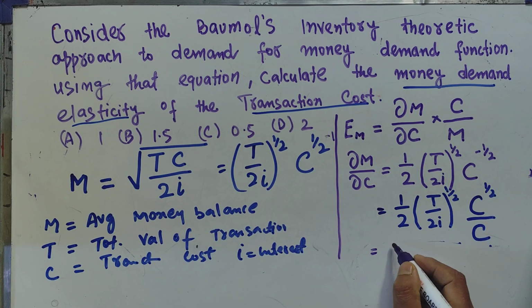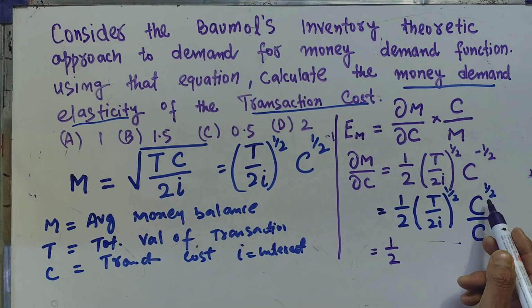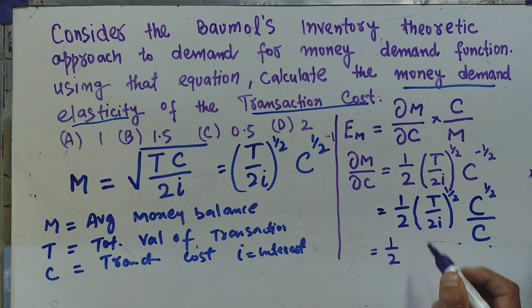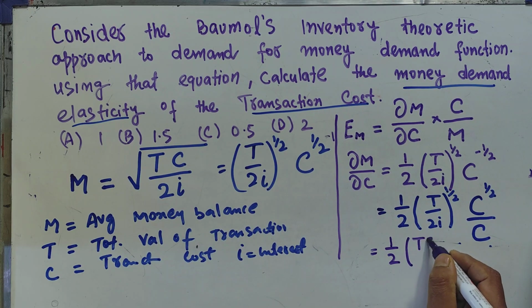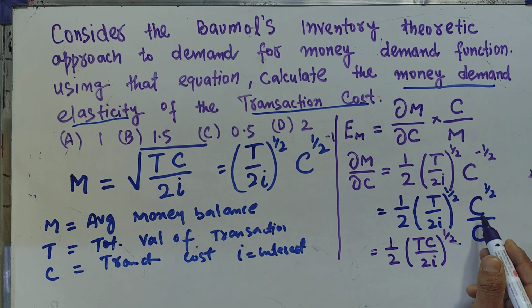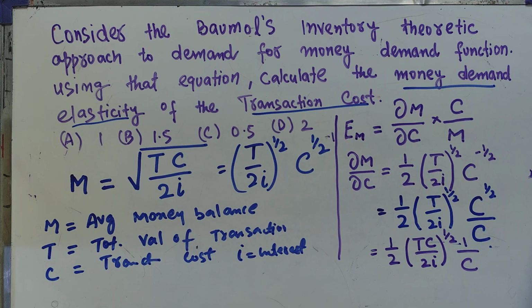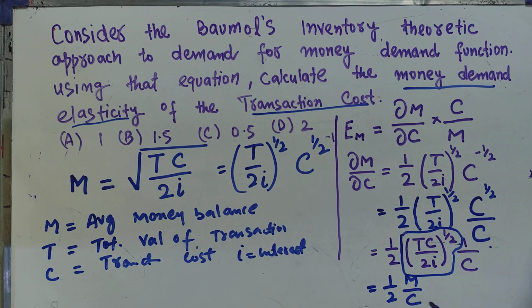So can we rewrite it like this, 1 upon 2, we have C raised to the power 1 upon 2, if I take this into this function, we will get TC divided by 2I raised to the power 1 upon 2, and we have 1 upon C here. Okay, so this term, as we know, is the given function, so we will have 1 upon 2. In place of this, we can write M, and we have C here. Okay, this is the derivative.